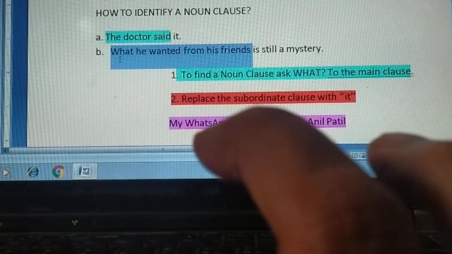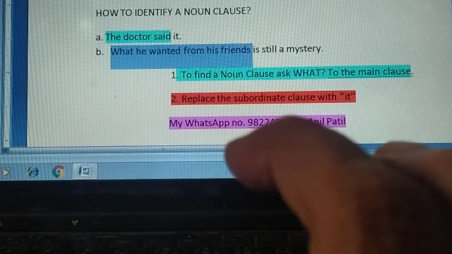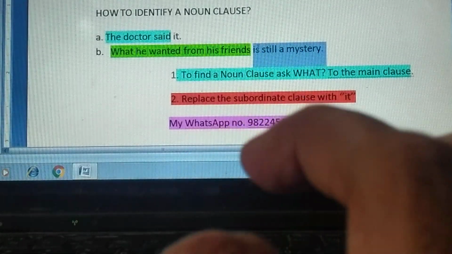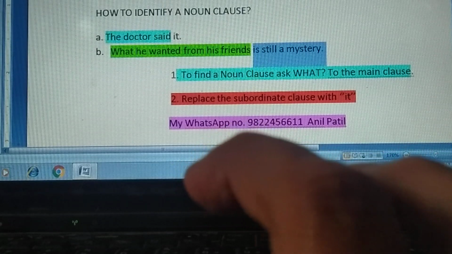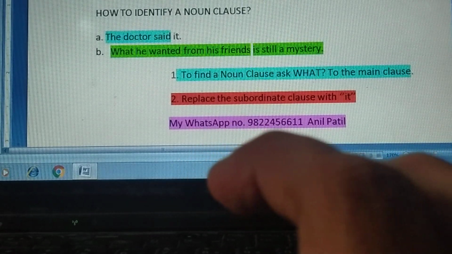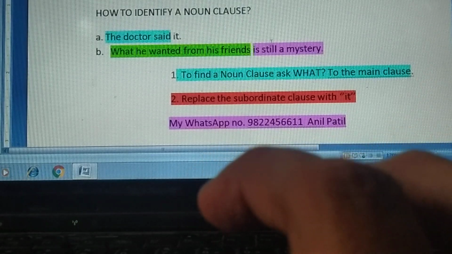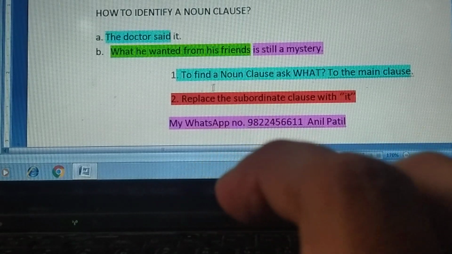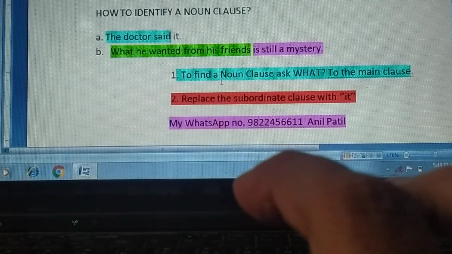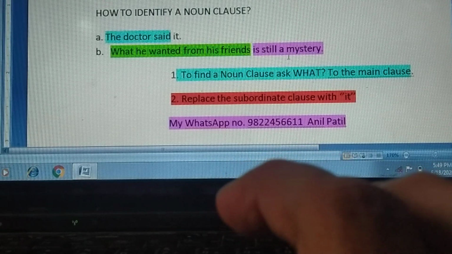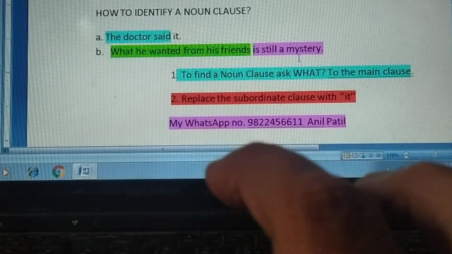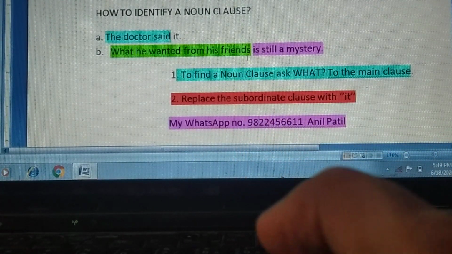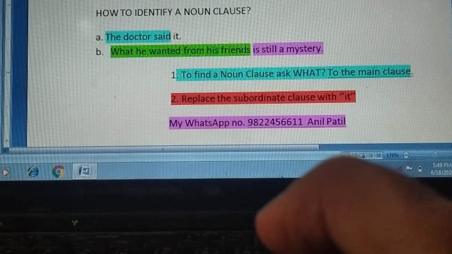Now this is your subordinate clause. And what is the main clause? It's still a mystery. This is your main clause. Let's ask what to the main clause. These are the two rules, remember, 1 and 2, the one which is given in red and the one in sky blue. So both you can try to find out. Is a mystery. Ask it what? What is a mystery? The answer is what he wanted from his friends is a mystery.